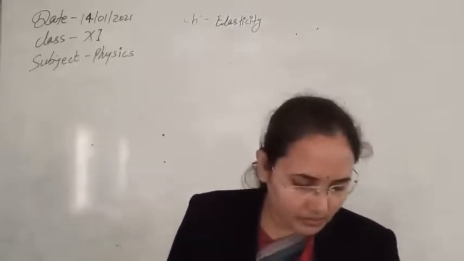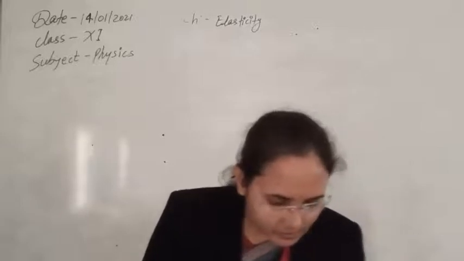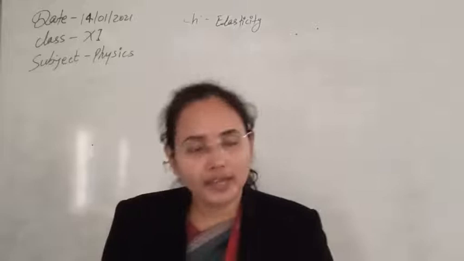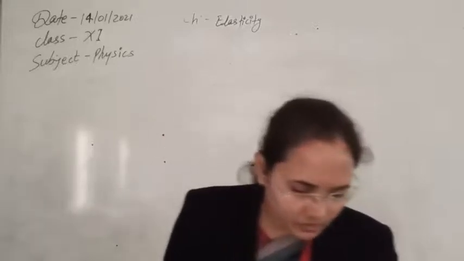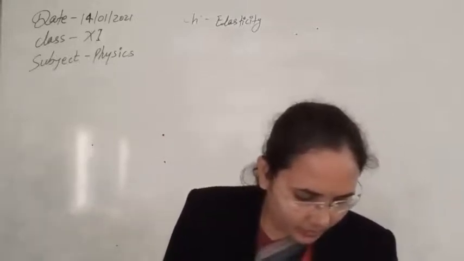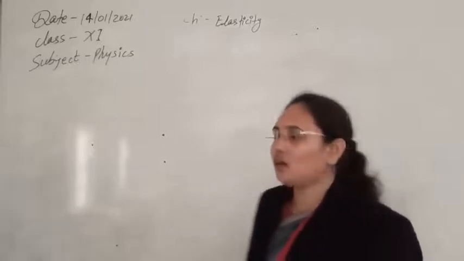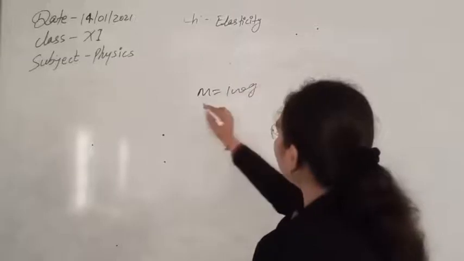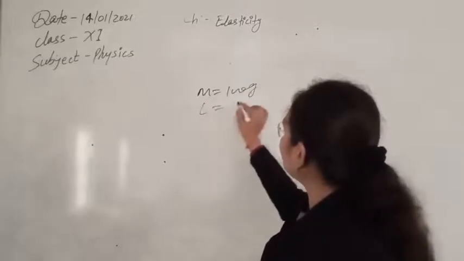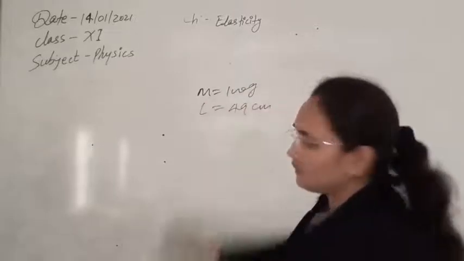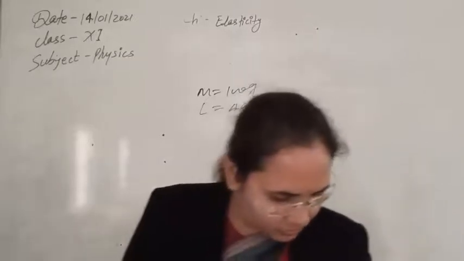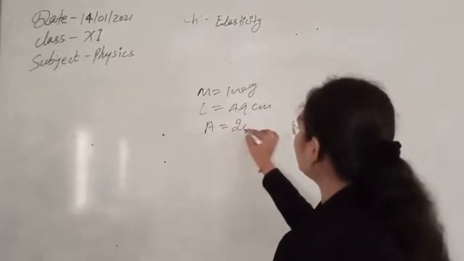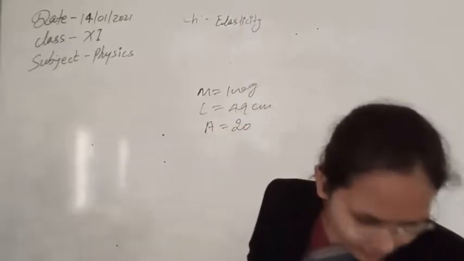Now in this question, first of all it is given that we have attached a mass to one end of the rubber string. The rubber string has length 49 centimeter and the mass attached is m equal to 100 gram. First two pieces of information we have written. Now the cross sectional area is also given. Cross sectional area A is given as 20 mm square.